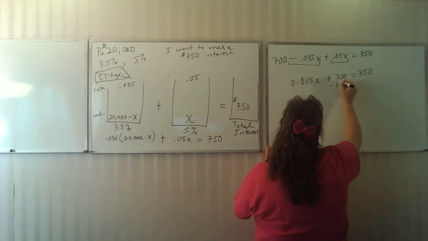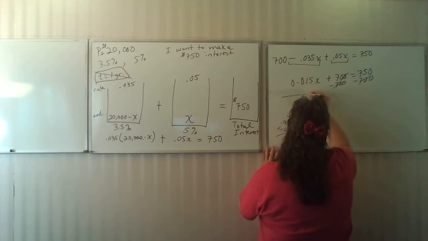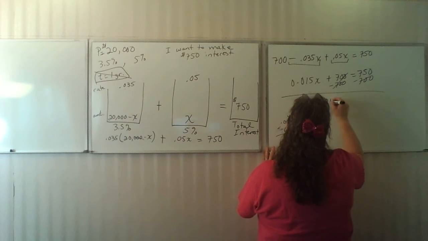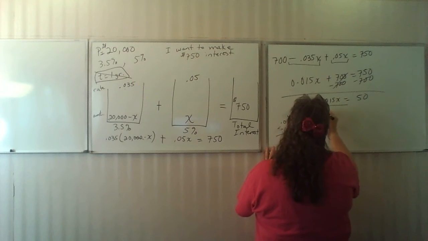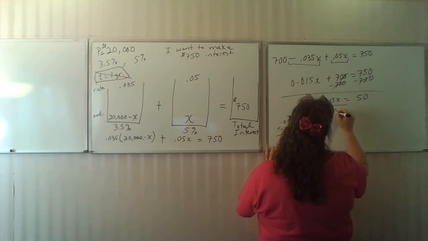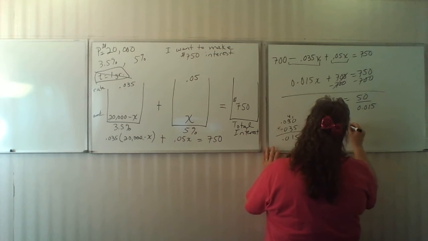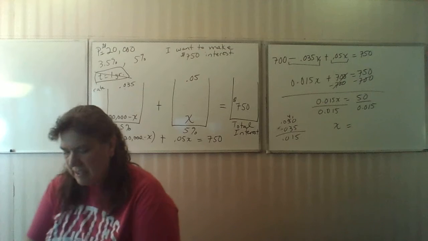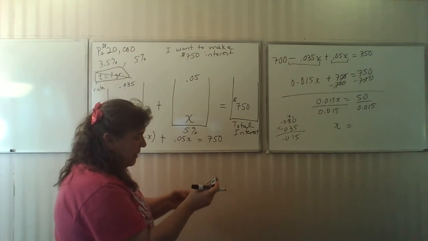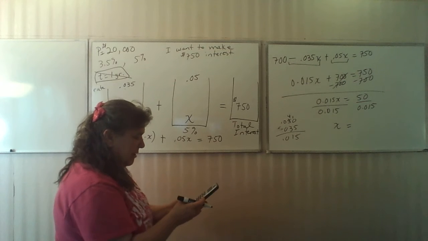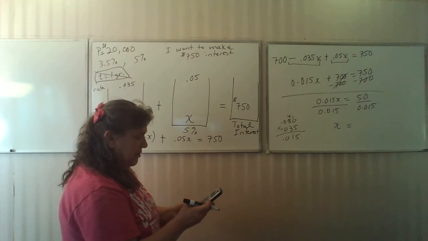Okay, subtract my 700. And that is going to give me 0.015X is equal to $50. Divide by 0.015. And I have X is equal to, let's see how much that's going to equal. Since I pulled these numbers out of my hat, I don't know for sure if I even have a reasonable answer, but we'll find out.